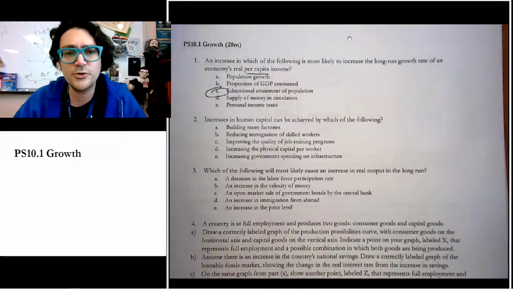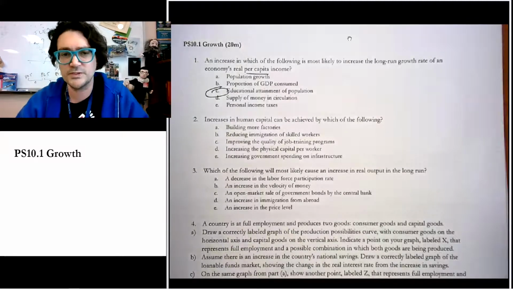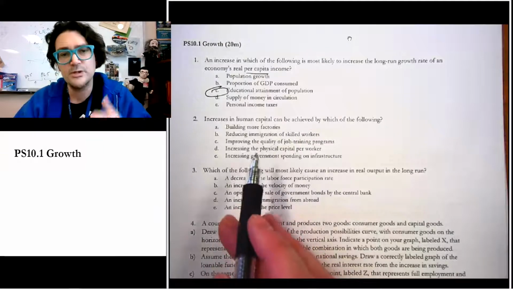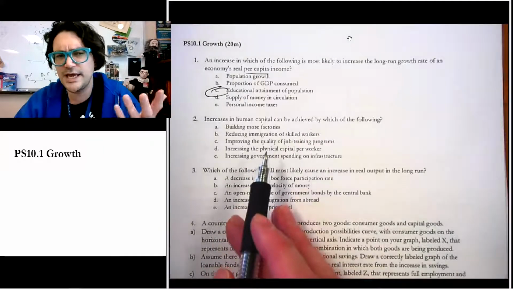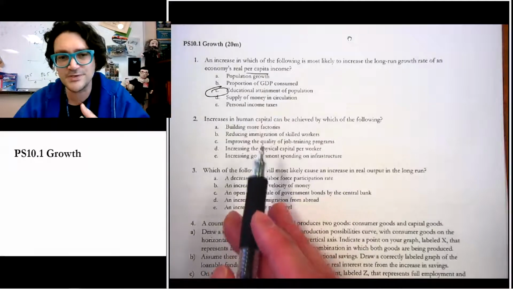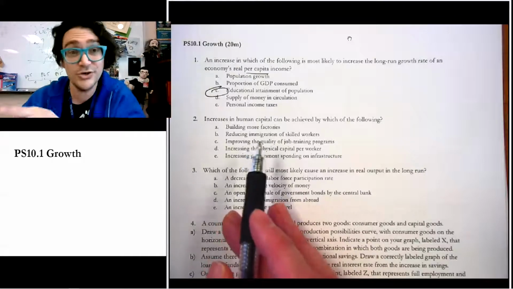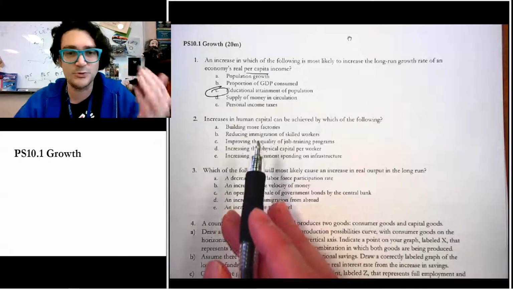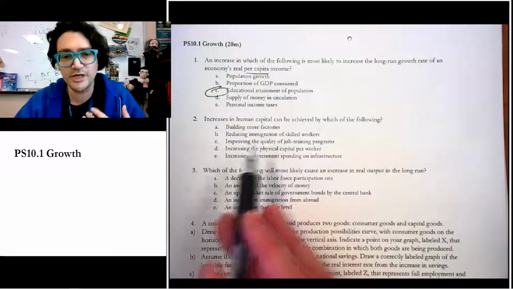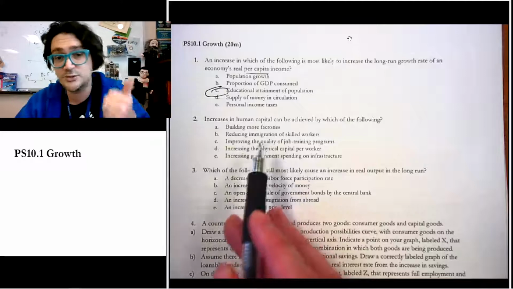Let's take a look at number 2. Increases in human capital can be achieved by which of the following? So human capital is the quality of your workforce. So building more factories, no. It's going to help economic growth, but it's not human capital. Reducing immigration of skilled workers. Again, not helping the quality of your workforce if you're cutting off immigration from skilled workers. That's bad. A lot of economists would say more immigration is good, because it's more skilled workers, more productivity, more growth. So lots of economists are in favor of much more immigration. Improving the quality of job training programs, that would help. That's a big one.